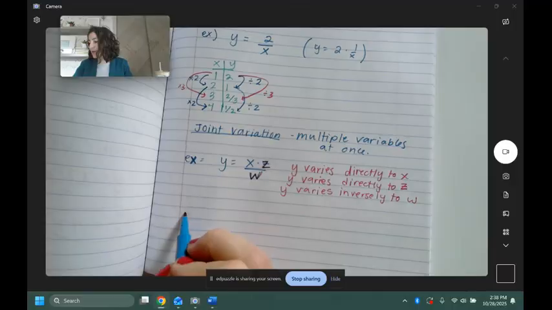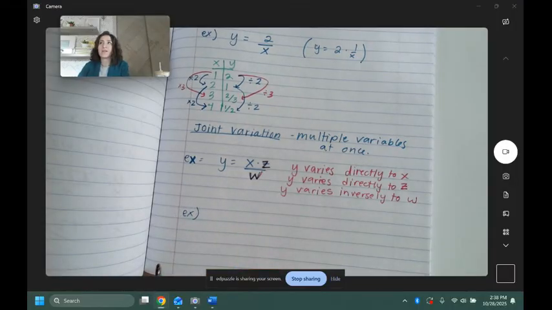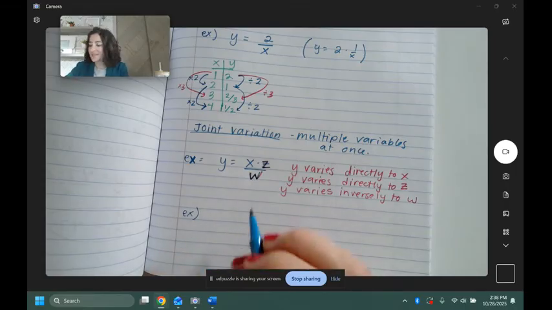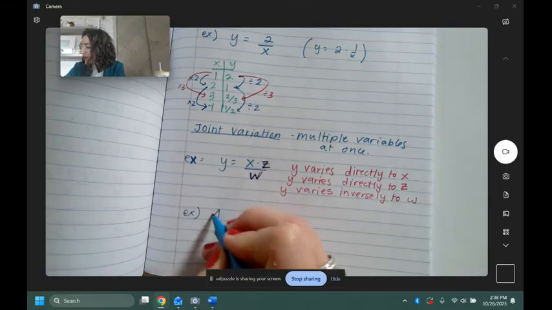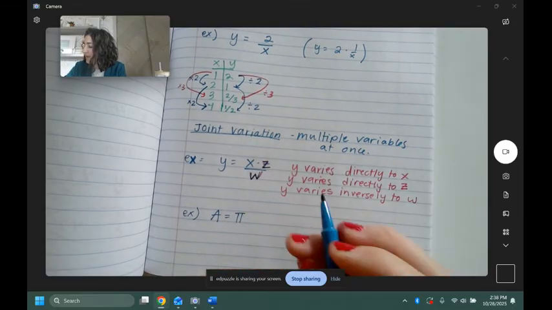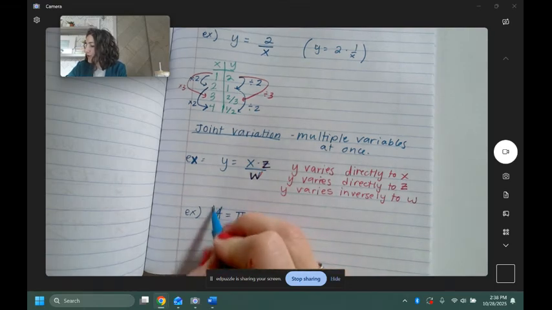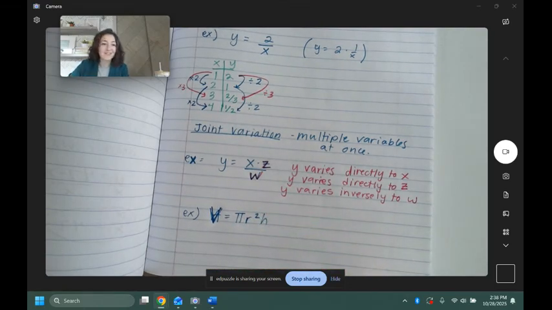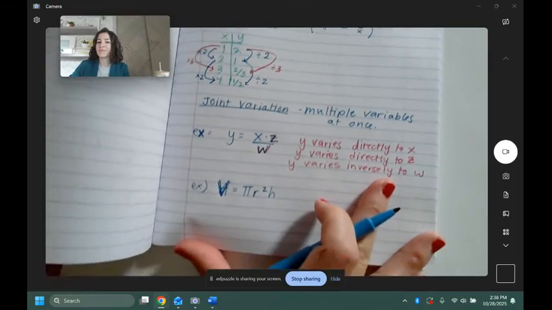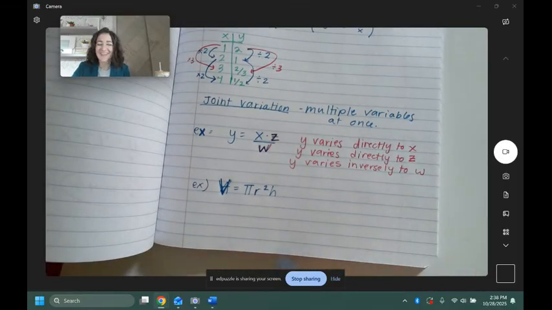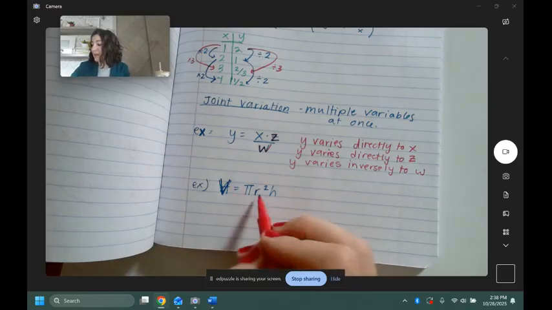Another example could be, I'm trying to think of one with a significance. Let's see, like volume equals pi r squared times height. This is the equation for a cylinder, right? So you're looking at where are the variables? Are they being multiplied or are they being divided? And in this case, they're all being multiplied.